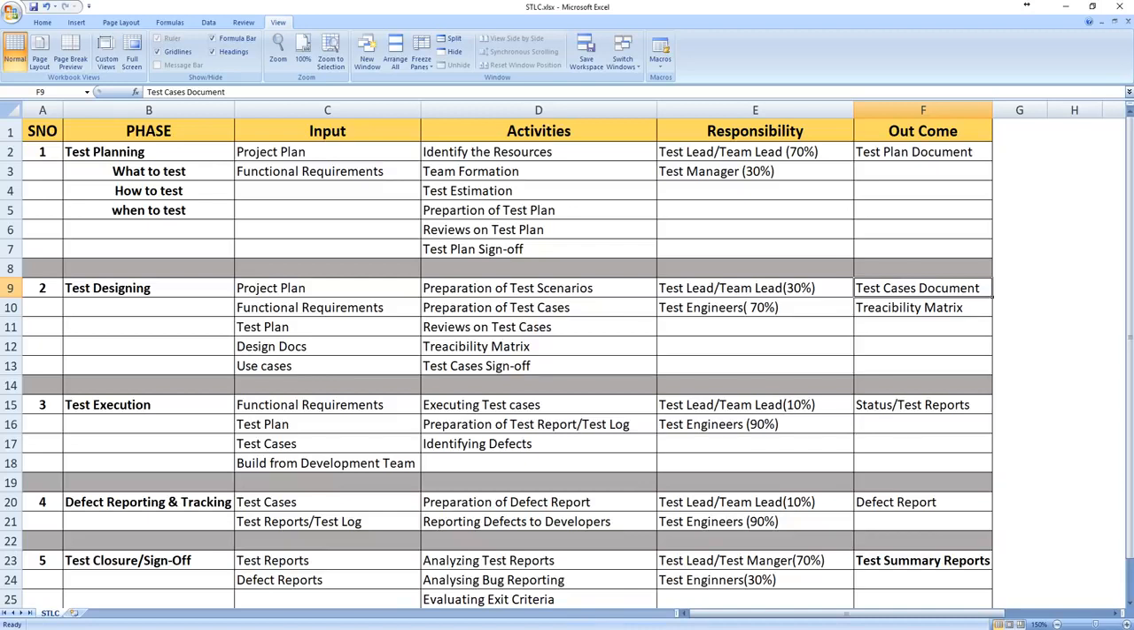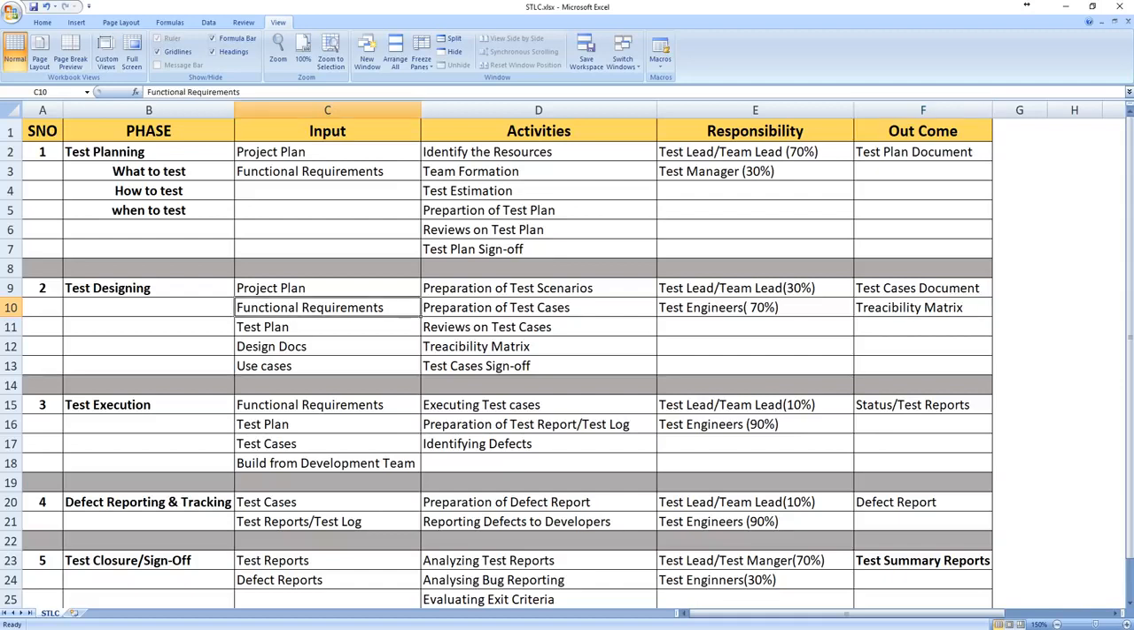What is a traceability matrix? Here we have the requirement document, and we will prepare our test cases. How will we make sure our test cases have covered all the functionalities? How will we know? We should know about it because we need to separately prepare a traceability matrix. A traceability matrix is a mapping of requirements and test cases.